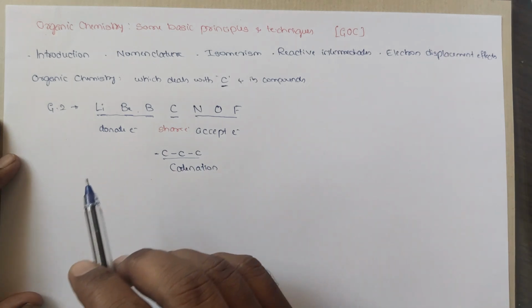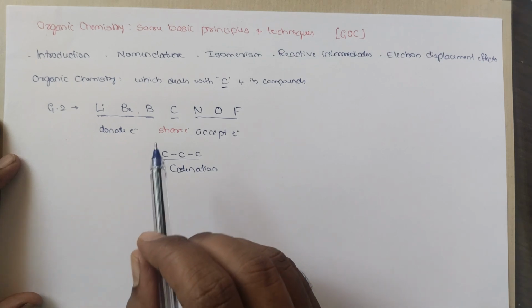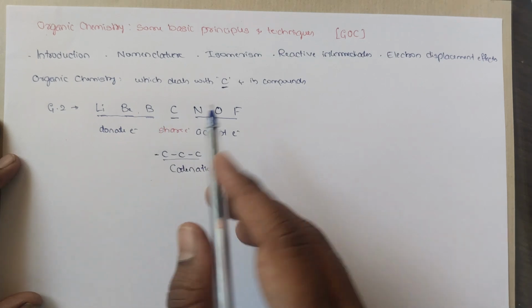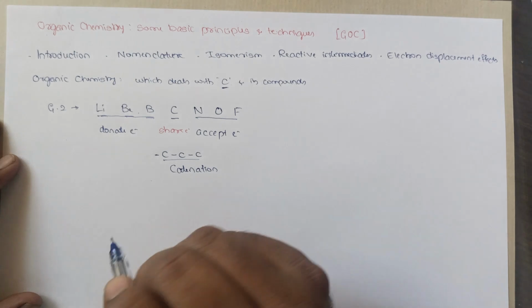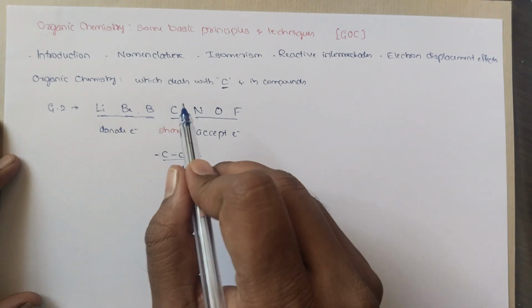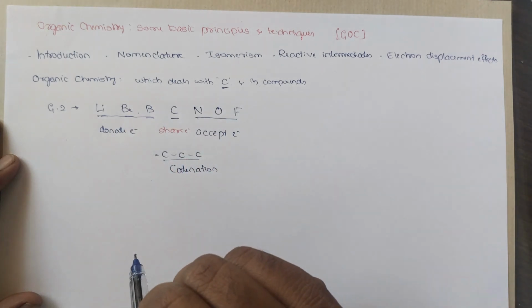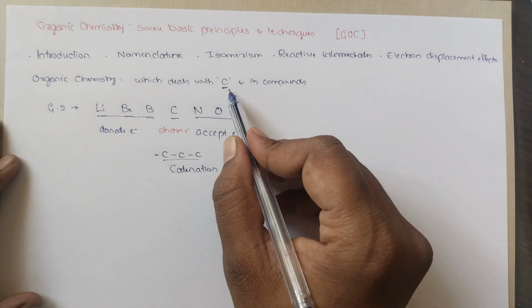What is the definition of organic chemistry? Organic chemistry is a branch of chemistry which deals with carbon and its compounds, means the study of carbon and its compounds. Okay, why is carbon so important?